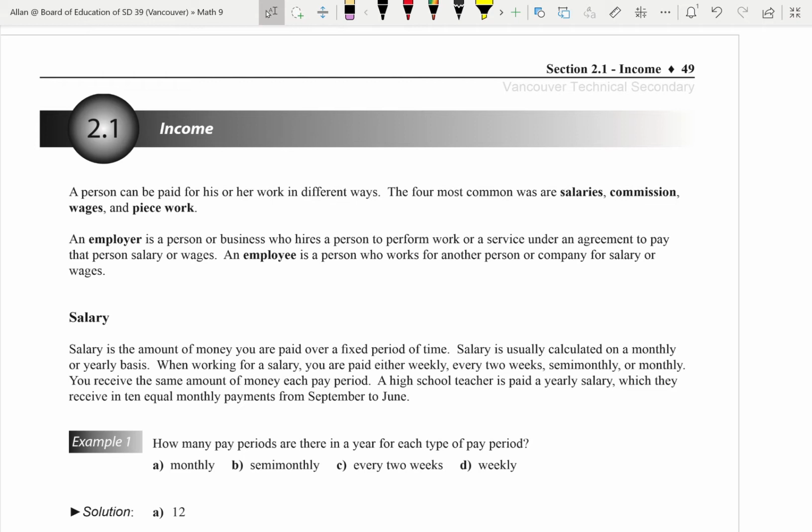So our goals: I want to do 2.1. And in another lesson, I will do what's called simple interest, as well as something called compound interest. I'm not going to deal with anything about budgeting, but those are the two sections. So today I'm going to talk about 2.1, which is all about income. This is how we make money.